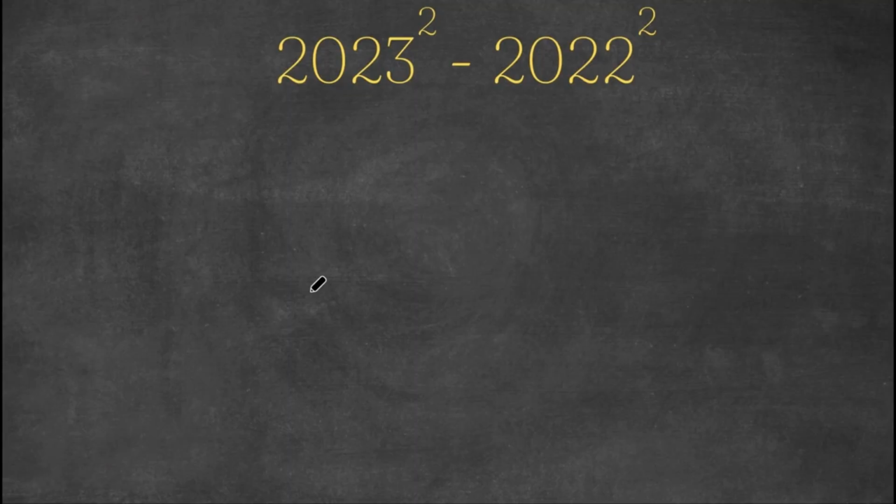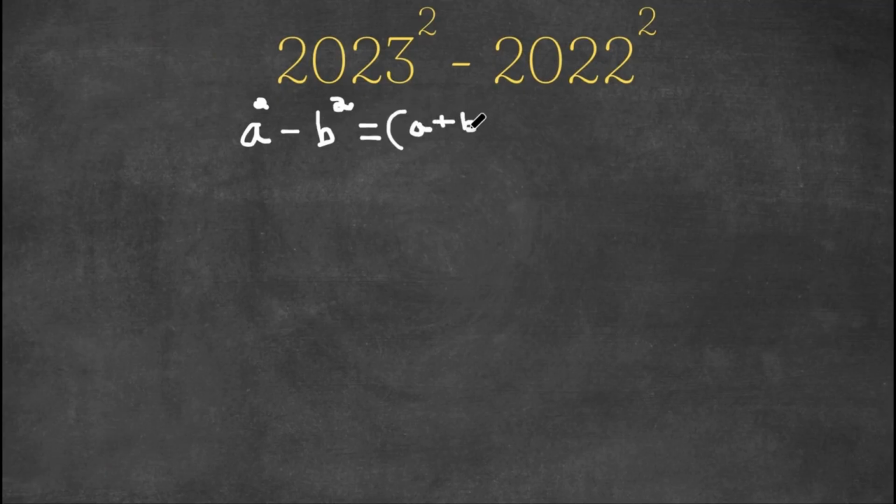In today's video, I'm going to be teaching you guys how to solve this problem without a calculator. So we have 2023 squared minus 2022 squared. So our first step is to look at the equation a squared minus b squared. And this is actually equal to a plus b times a minus b.